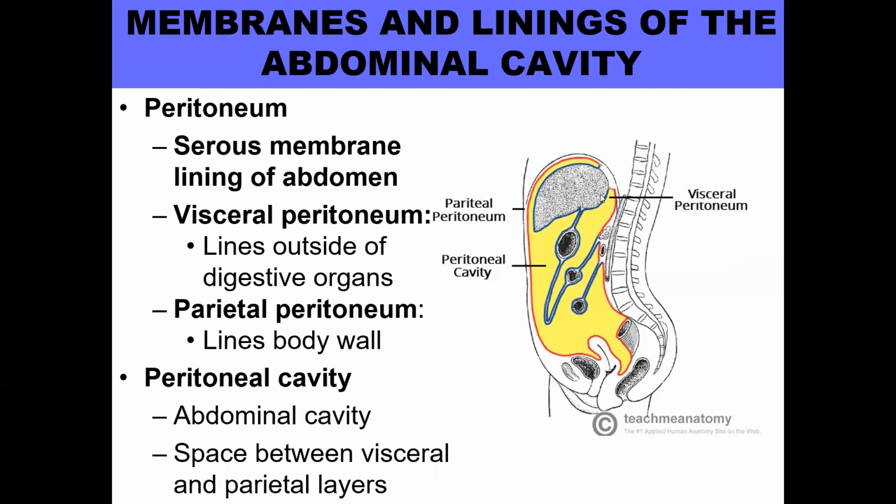So blue that's wrapping these organs is visceral peritoneum. This red is the parietal peritoneum, and everything in the yellow is the peritoneal cavity, which often I'll call the abdominal cavity. So that's just all the space in between there.